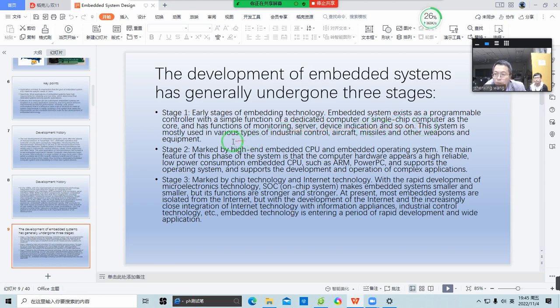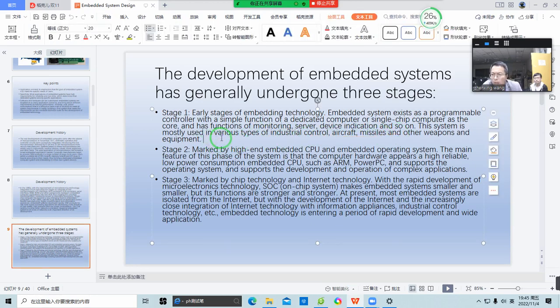It's mostly used in various types of industrial control, aircraft, missile, and other weapon and equipment. So it's very simple, only having some special functions.